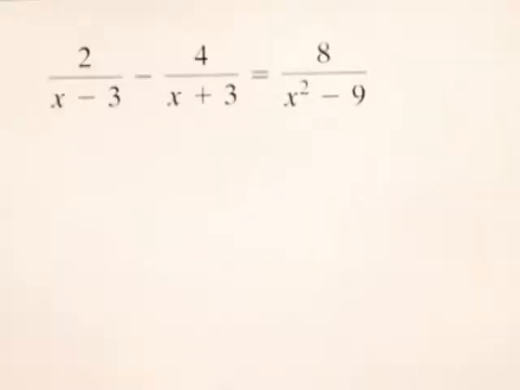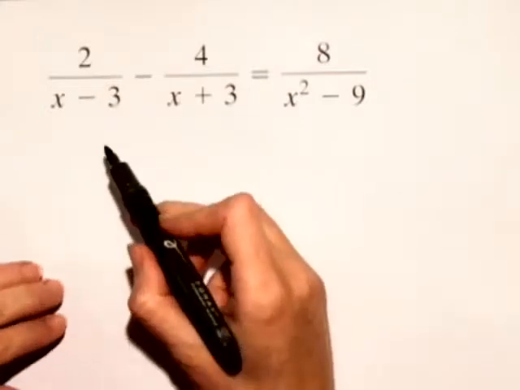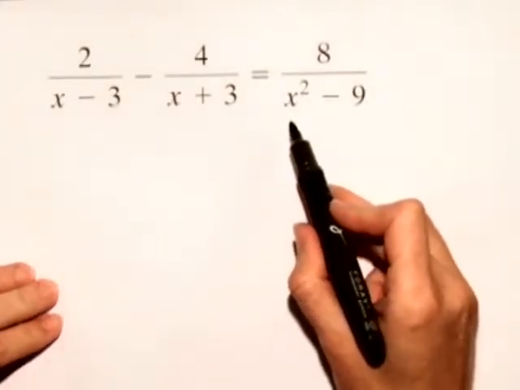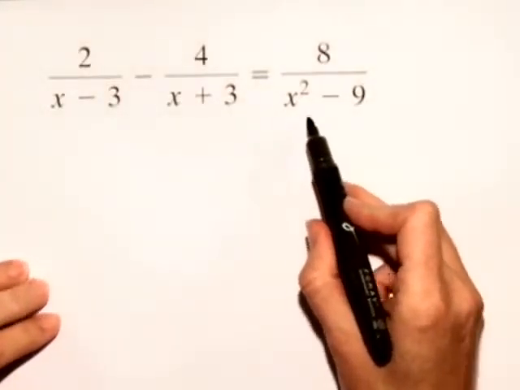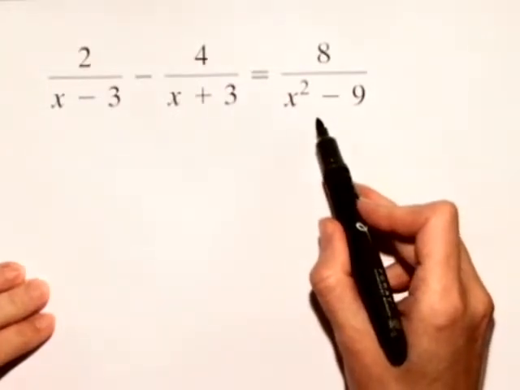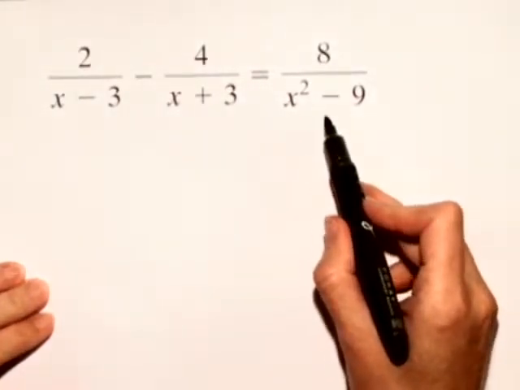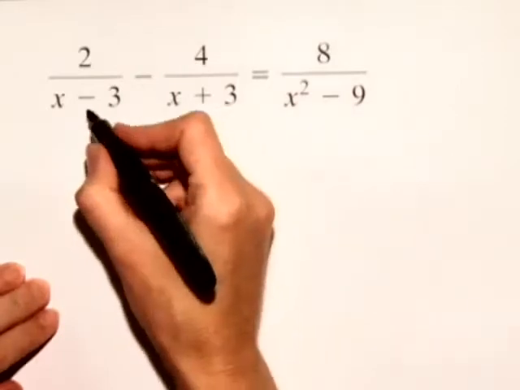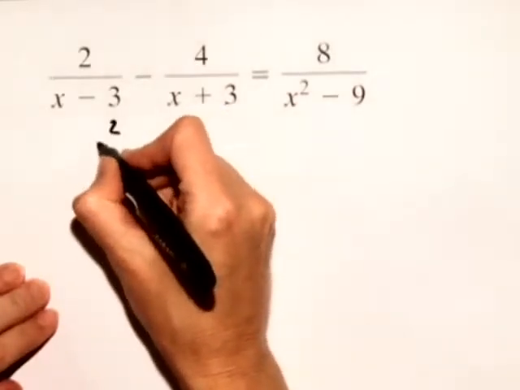For our next problem, we'll solve a rational equation. Notice in this equation, on the right-hand side, in the denominator, we have x squared minus 9, which is the difference of two perfect squares. So we're going to factor that when we start. On the left-hand side, we'll leave this alone.